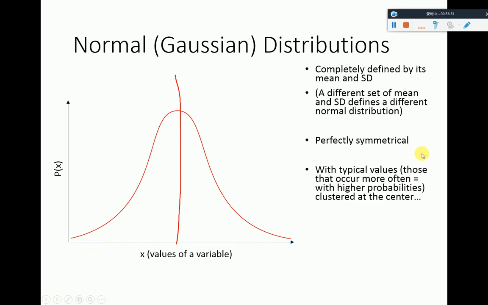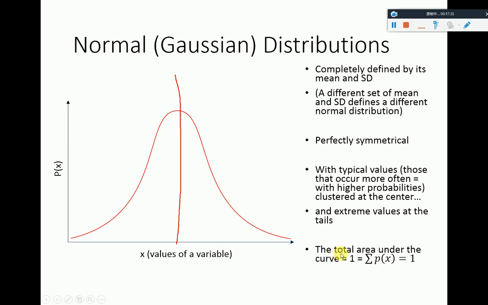And then the next property we have also discussed is that the most typical values, the values that occur most often, that is, with higher probabilities, are clustered around the center. That's why this part is higher, or the area under this curve is larger, whereas the extreme values are at the tails. There's one tail, the second tail, and this part represents the probability of observing very low values, and this part represents the probability of observing very high values.